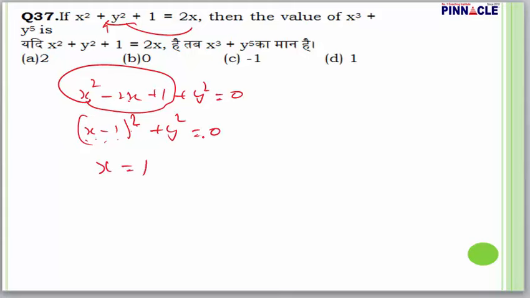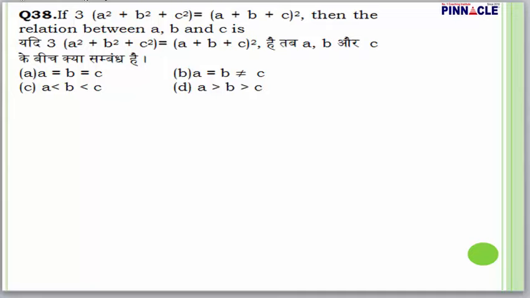In this case, x is equal to 1, because you can represent x minus 1 is equal to 0, and x is equal to 1. If I put this value of x here, then we will have 0, and here y is equal to 0. The question is x cubed, that is 1 power 3, plus y, which is 0, so it should be equal to 1. Answer is D. Next question, question number 38.